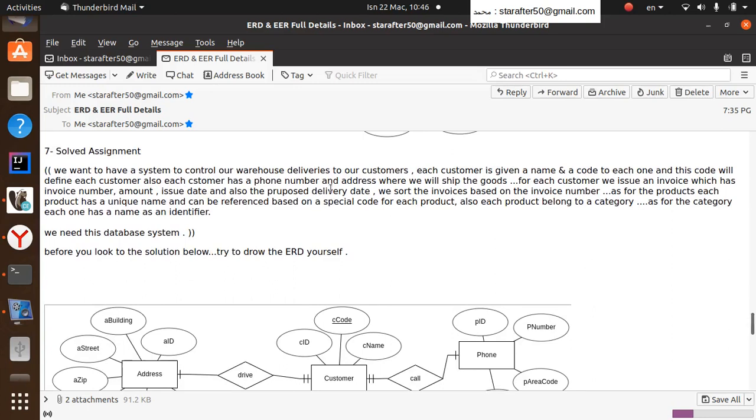And from this talk you will pick up some points from which you will decide which one will be the entity, which one will be the attributes, and what will be the relations.